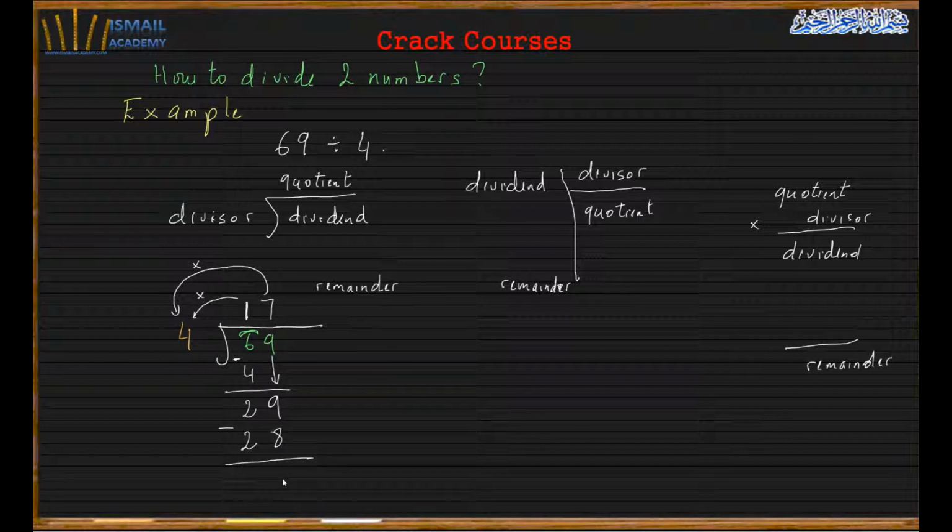So I subtract. The remainder is 1. 1 is less than 4, so I will stop. So this will be my quotient, and this will be my remainder. As you see here, this is the remainder, and this is my quotient.